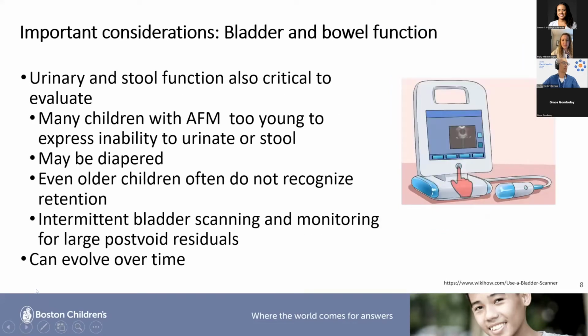Bladder and bowel function. So urinary and stool function are critical to evaluate. Many children with AFM are quite young to be able to tell you that they have inability to urinate or stool or to even detect it. They might be diapered, and so it's hard to assess how frequently they're urinating or stooling. And even older children with myelitis oftentimes don't recognize bowel and bladder symptoms.